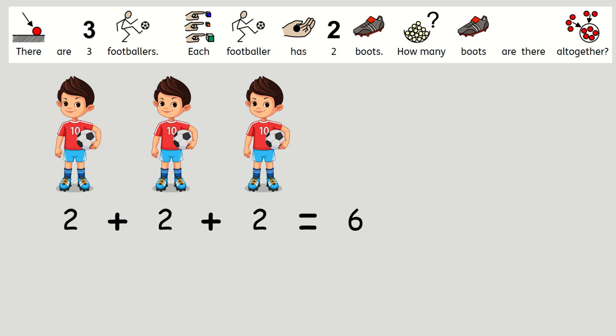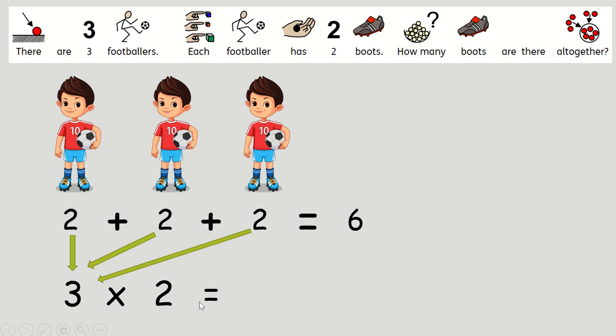But what we could do to do our multiplying number sentence is we could say that there are 1, 2, 3 footballers. So we have 3 sets of 2. There are 3 lots of the number 2. Then we put our multiplying sign, which is on its side, and then we would say that also equals 6.